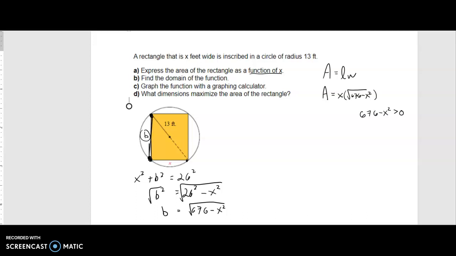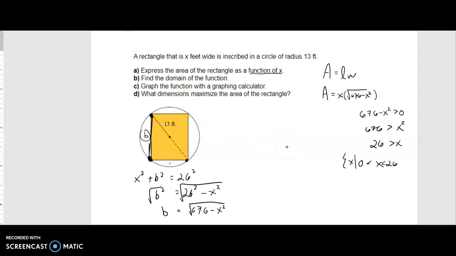So you can solve that, and that should give you, add x squared, take the square root of both sides, and x has to be less than, I know it's backwards, less than 26 if you root both sides. So x is less than 26, but also x itself would have to be positive. So that's why it's between 0 and 26. Okay, so that's the domain.